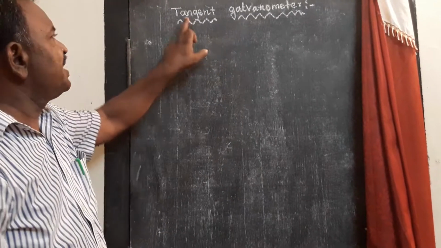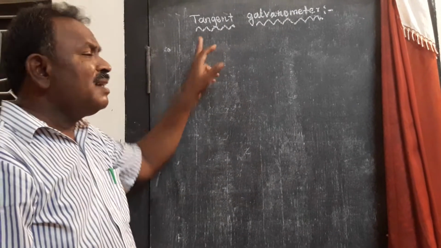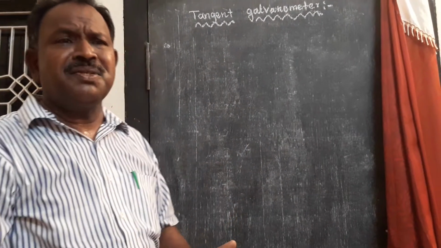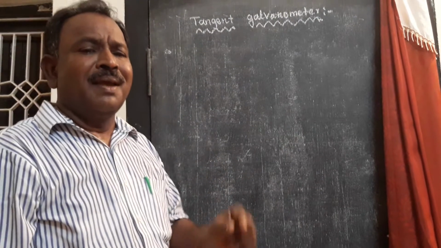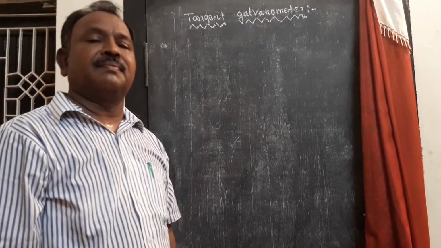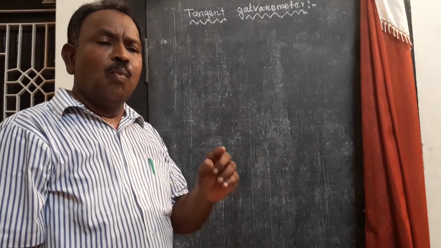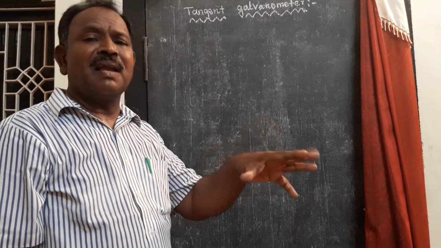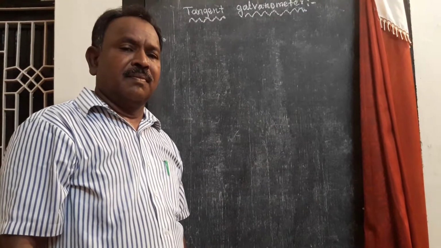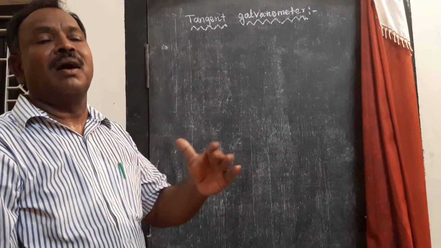Next we are going to see the tangent galvanometer. So the tangent galvanometer is a device which is used to detect the flow of current in an electrical circuit. The tangent galvanometer is a moving magnet type galvanometer. It is based on the principle of tangent law.